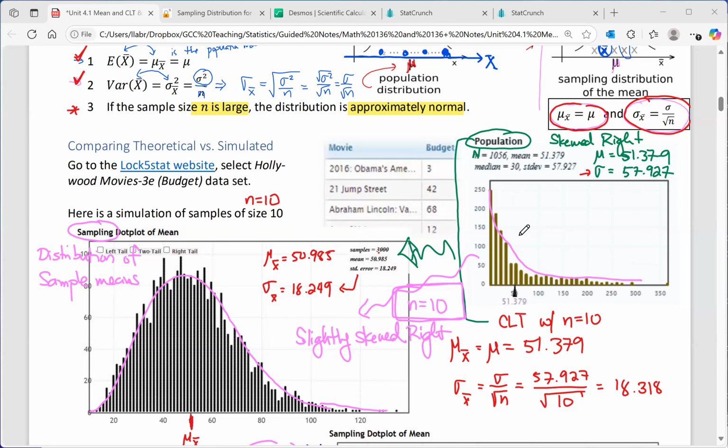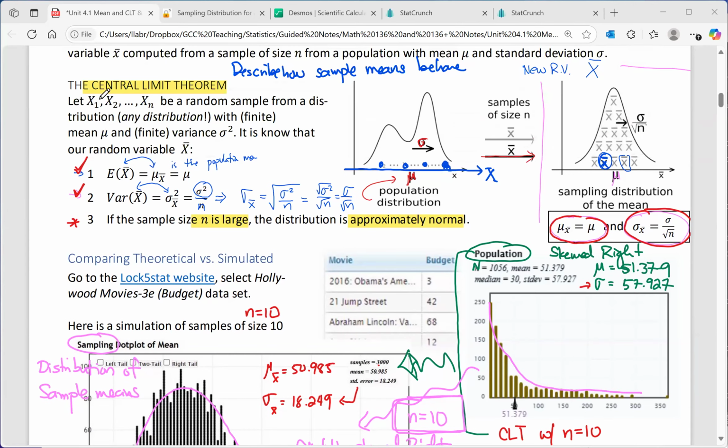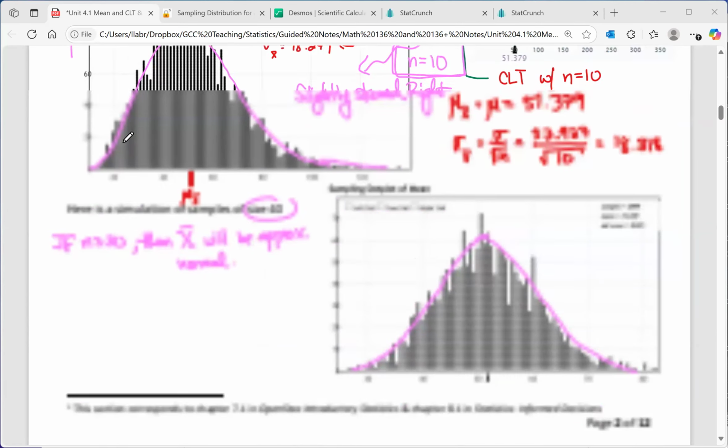All right, welcome back, everyone. So let's go ahead and continue with applications of the central limit theorem.